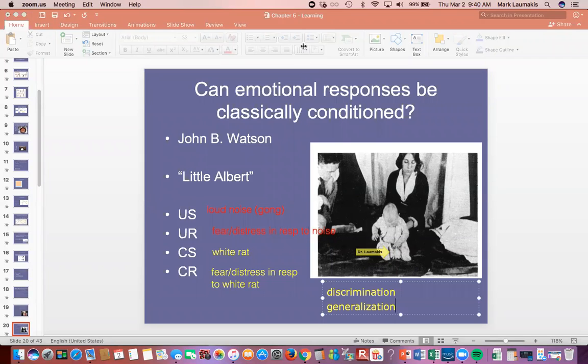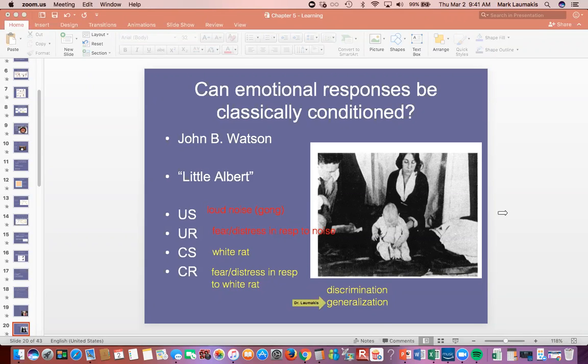Okay? Remember, discrimination is when you respond to one stimulus, but not to others. So little Albert showed evidence of discrimination by not being afraid of everything that Watson presented him. When Watson presented him with colored blocks, little Albert didn't show a fear response. When Watson presented him with a book or a truck or some other kind of little toy, little Albert wasn't showing fear responses to those other stimuli. So there was some evidence of discrimination.